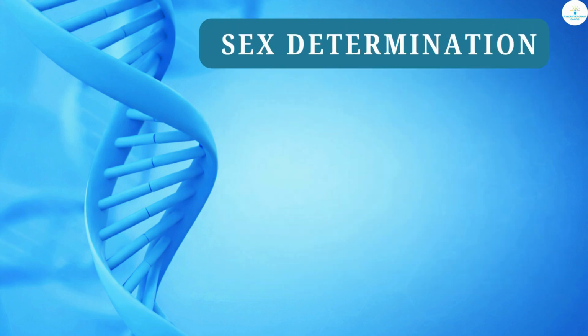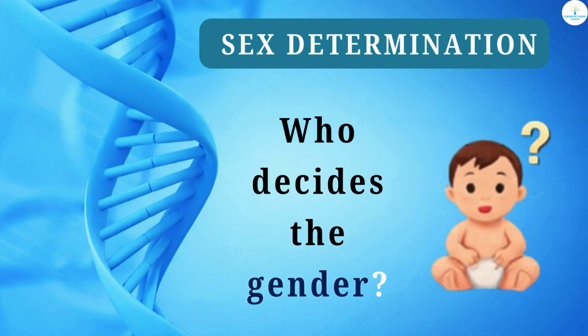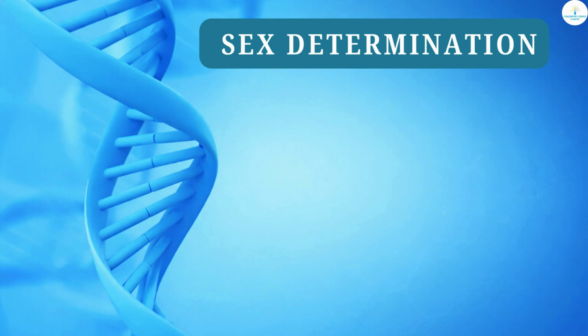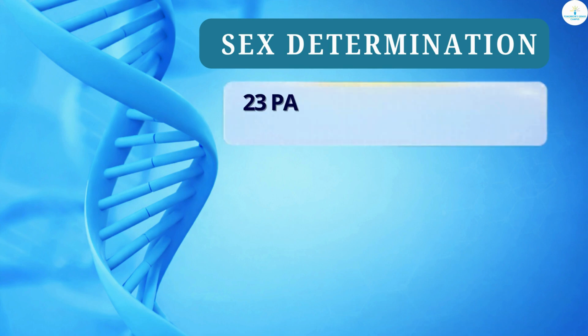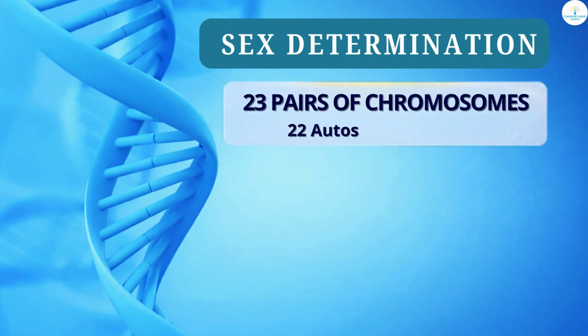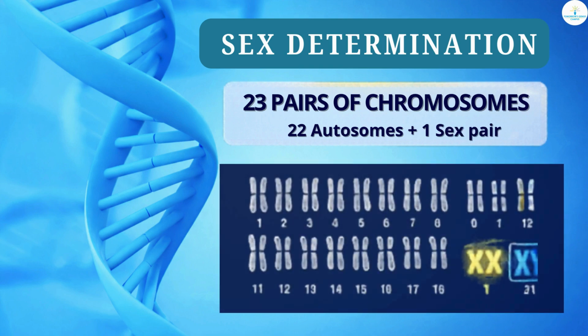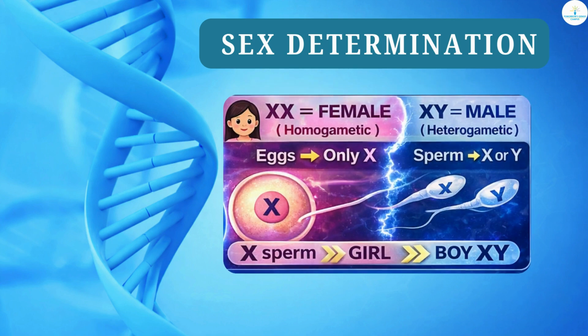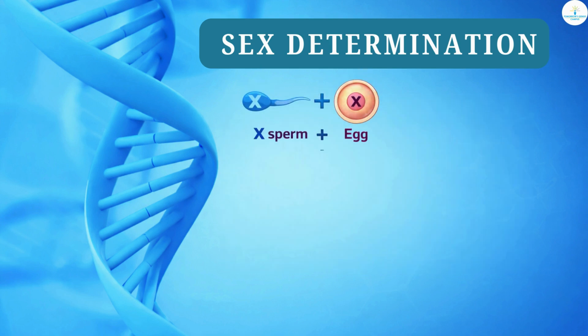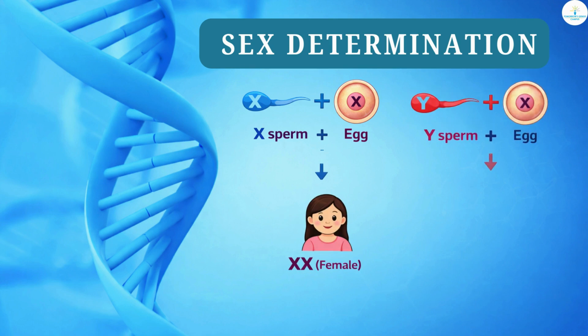Sex determination. Who decides whether a baby will be a boy or a girl? Sex determination in humans: humans have 23 pairs of chromosomes, 22 pairs of autosomes and 1 pair of sex chromosomes. Females have XX chromosomes and are homogametic, while males have XY chromosomes and are heterogametic. If a sperm with X fertilizes an egg, the child is female, XX. If a sperm with Y fertilizes an egg, the child is male, XY. The sex is decided by the father's contribution.